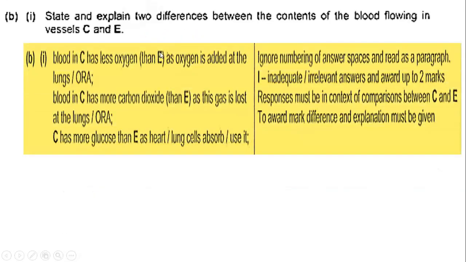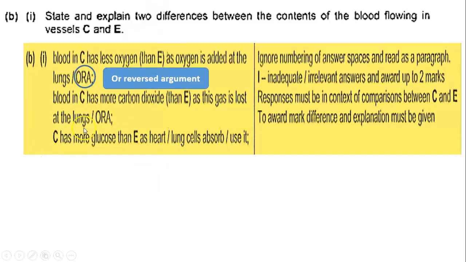So let's take a look. Blood in C has less oxygen than E, as oxygen is added at the lungs. Blood in C has more carbon dioxide than E because this gas, carbon dioxide, is lost at the lungs. But C has more glucose than E because some of the glucose was used by the lung cells and the heart cells.